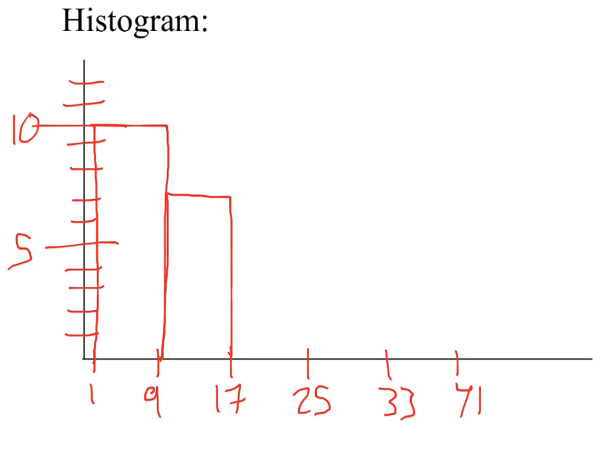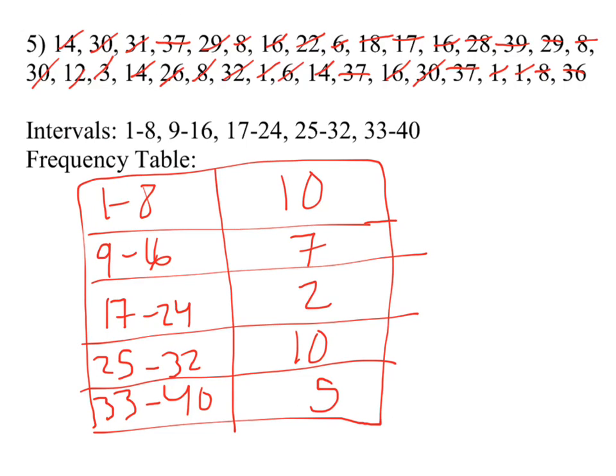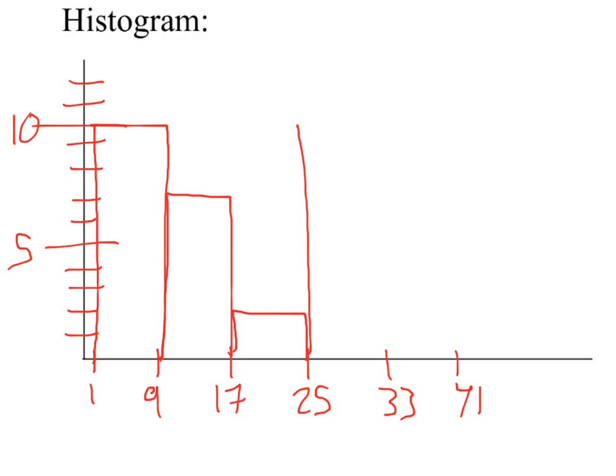And the next one's only 2. So it goes up to 2. The next one is 10, just like the first one. And the last one is 5. So go up to 5. And that one's too wide. There we go. And we got that histogram.